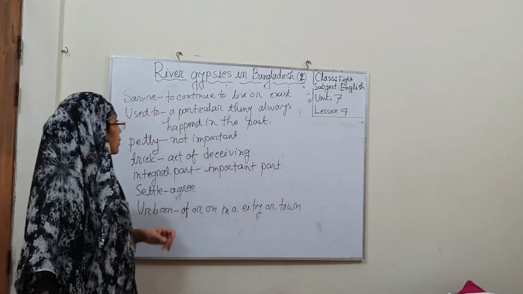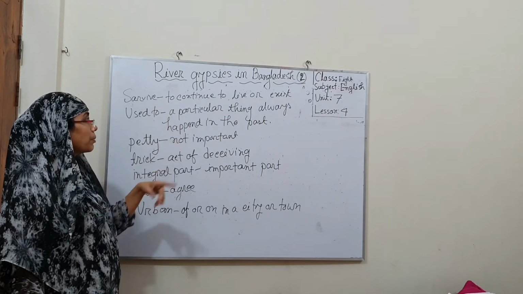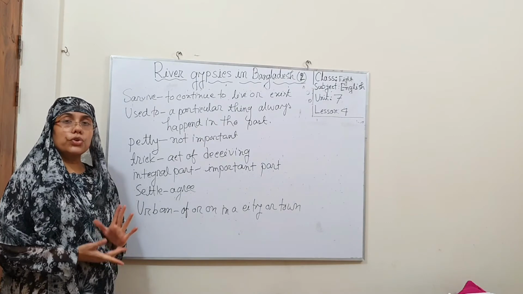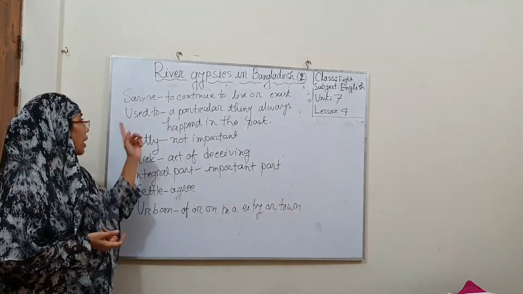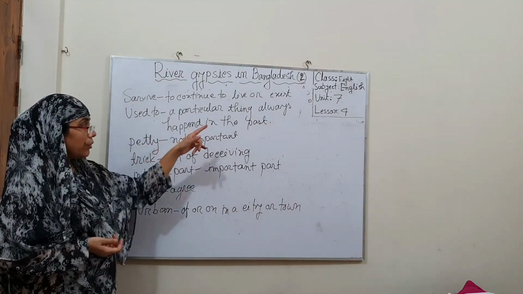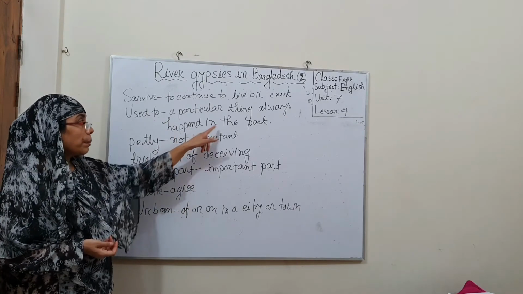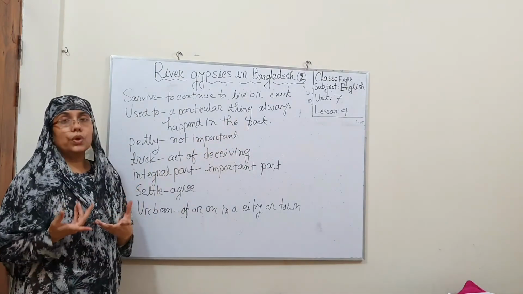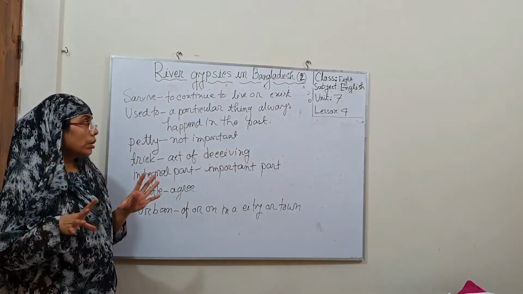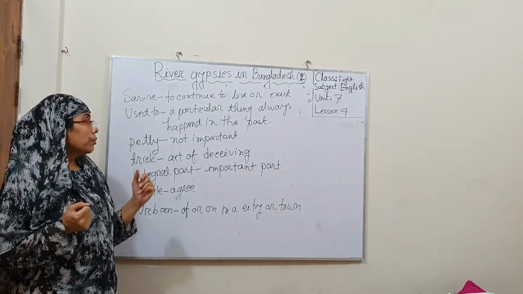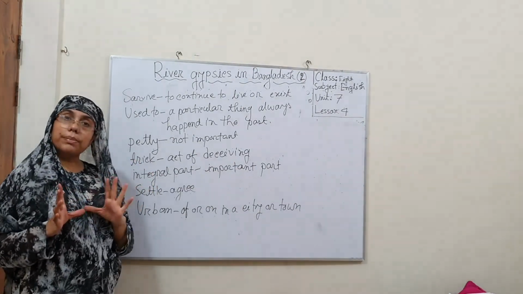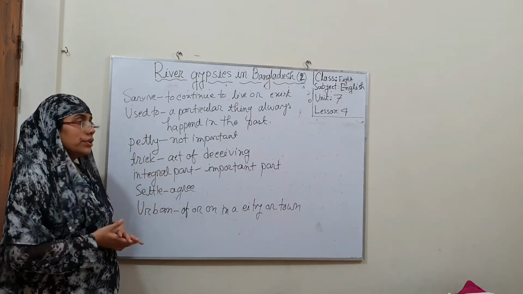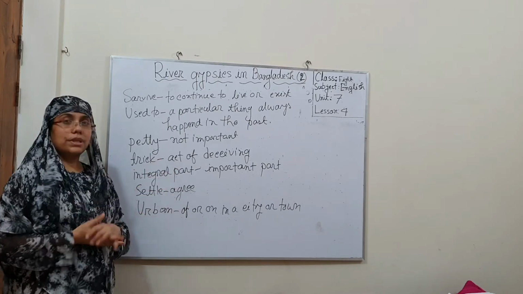Dear learners, at first was survive. Survive, to continue to live or exist. What is survive? To continue to live or exist. And used to. A particular thing always happened in the past. These activities are related to the past, but they are not present activities. Someone or some people did something regularly in the past. And pretty, not important. And deceit, that means act of deceiving.